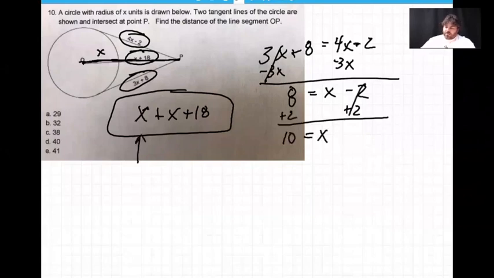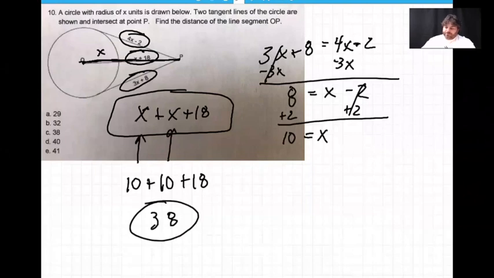So when I go back and plug this in, I know that it's 10 plus 10 plus 18. It's going to be 38 units. So answer choice C is correct. Okay.